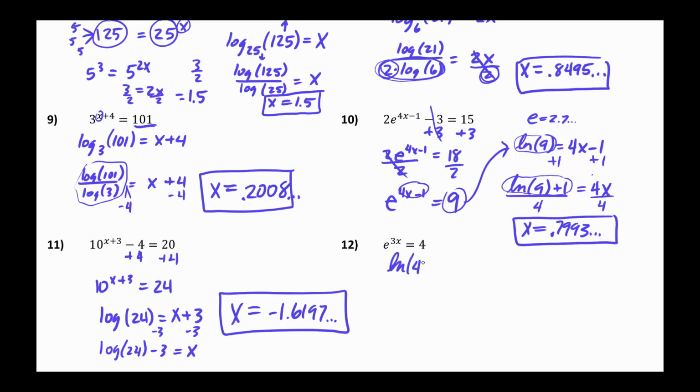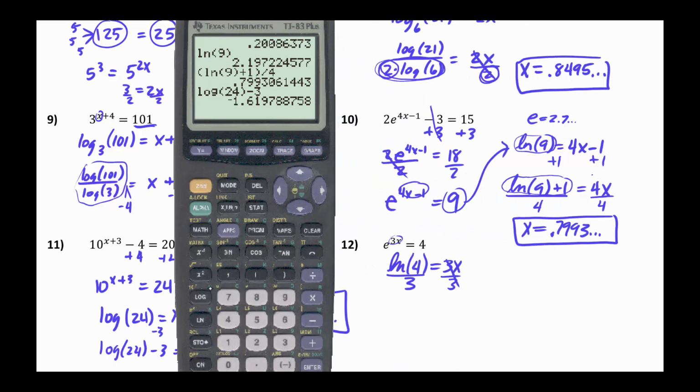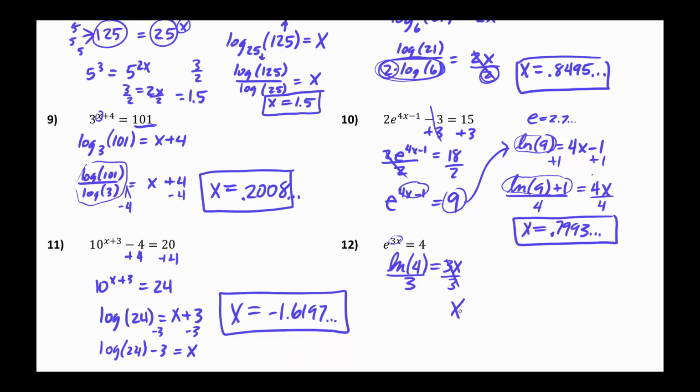Natural log of 4 equals the exponent, which was 3x. In order to get rid of the 3, you just divide. So I'm going to have the natural log of 4 divided by 3. Natural log 4 divided by 3 equals 0.4620. Again, dot, dot, dot at the end, because that number doesn't end.